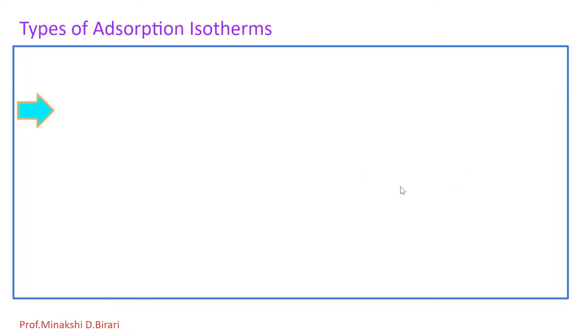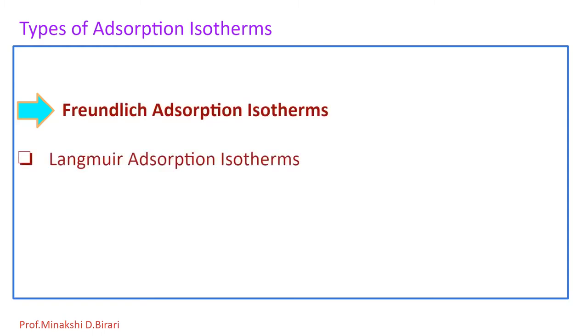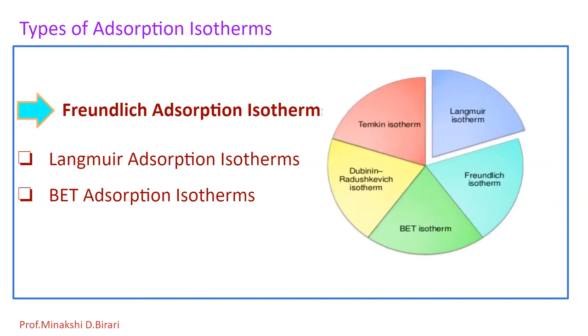So there are different types of adsorption isotherm. These are Freundlich Adsorption Isotherm, Langmuir Adsorption Isotherm, and also BET theory or BET adsorption isotherm. We have to study all these types in detail. Today we are going to discuss the first type, that is Freundlich Adsorption Isotherm. So let's see in detail about Freundlich Adsorption Isotherm.